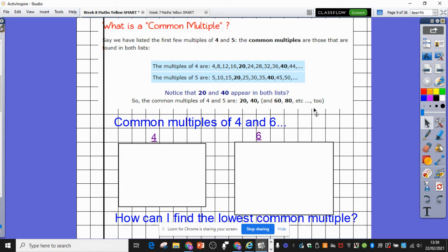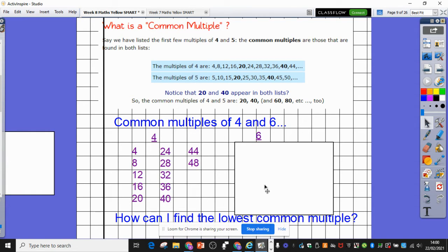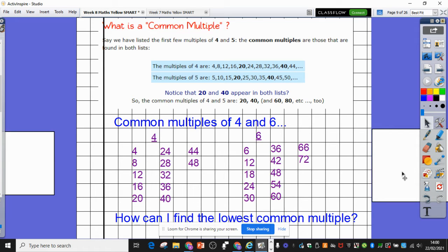So let's apply that to finding the common multiples of 4 and 6. The first thing you have to do in any of this, Yellow Group, is to list your multiples. So I've listed my multiples of 4 and I've listed my multiples of 6. Now, I've chosen here just to write the multiple rather than the two numbers that are multiplied together. So we're in our 4 times table and our 6 times table. 1 times 4, 2 times 4, 3 times 4, etc.